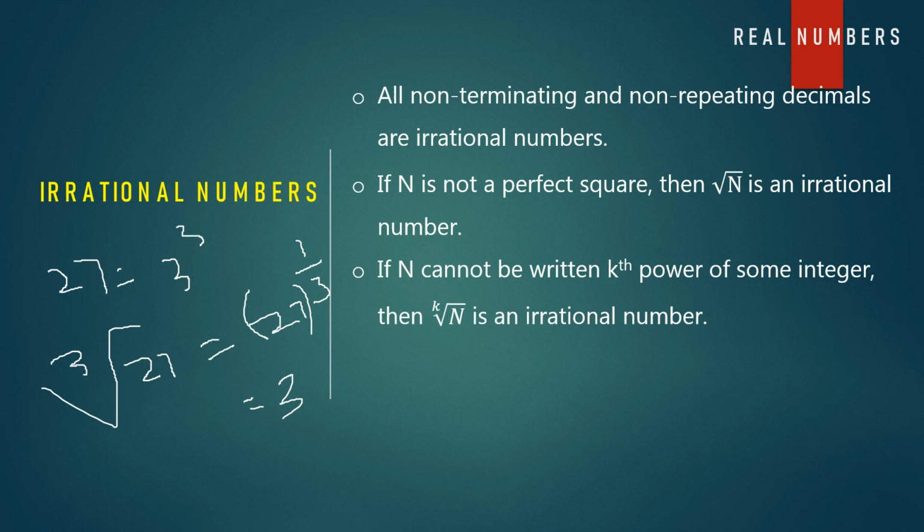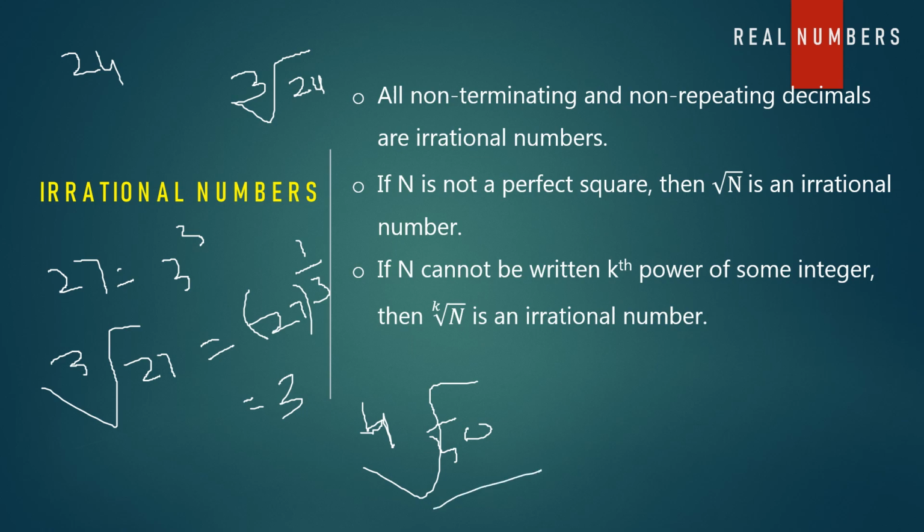If there is a number, suppose 24, the cube root of 24 is irrational because 24 cannot be written as the cube of any integer. If I take the fourth root of 50, it is irrational because 50 cannot be written as the fourth power of some integer. We cannot find any such number. That's why if n cannot be written as the kth power of some integer, then the kth root of n is an irrational number.